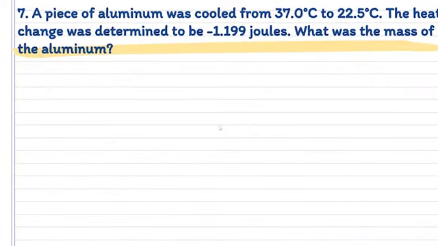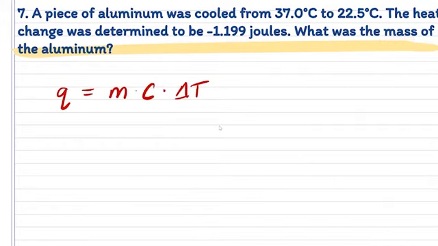Number 7: a piece of aluminum was cooled from 37.0 degrees Celsius to 22.5 degrees Celsius. The heat change was determined to be negative 1.199 joules. What was the mass of the aluminum? So very similar problem to the one before. We are told our changes in temperature. So we go from 37.0 degrees Celsius. So that's going to be my T initial. 22.5 degrees Celsius. That's going to be T final. And we are told that the change in heat was negative 1.199 joules. What we need to find out is the mass.